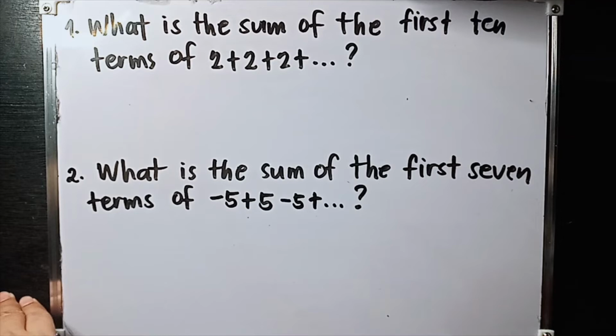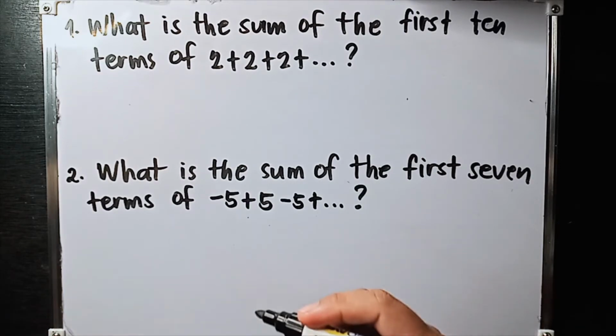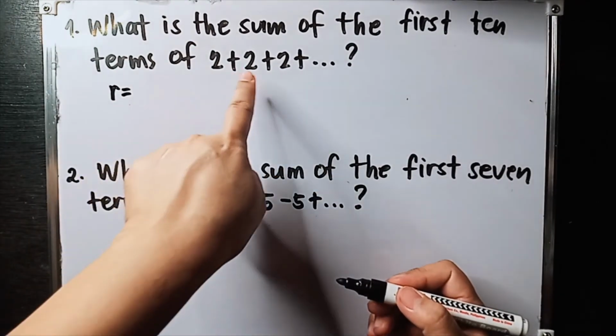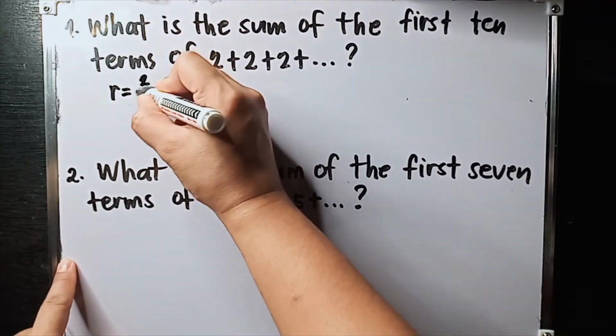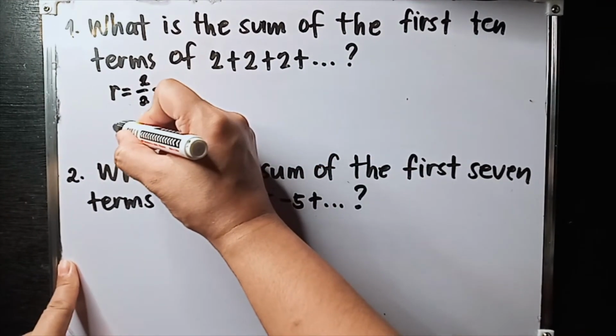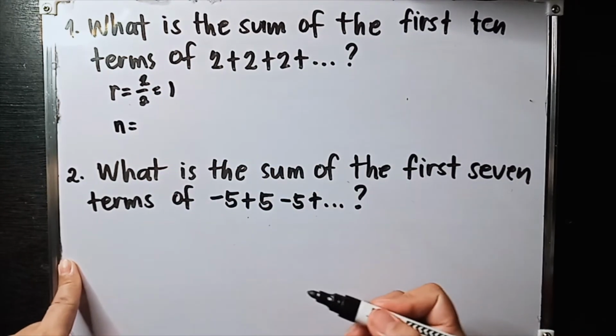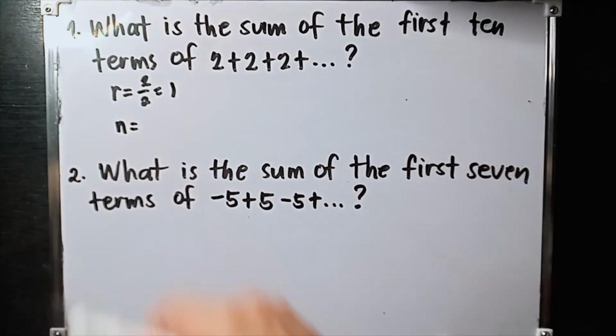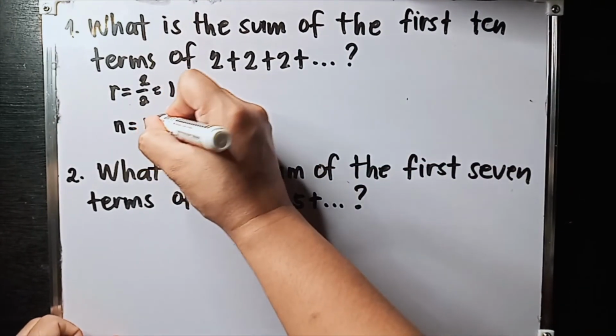So how are we going to apply those rules? So let's have the first example. What is the sum of the first 10 terms of 2 plus 2 plus 2 and so on? So the first thing that we should do is to identify what is the common ratio. So the common ratio would be 2 divided by 2. So the common ratio is 1. And then we identify the n, or how many terms. So we are looking for the first 10 terms. So it means that n is 10.